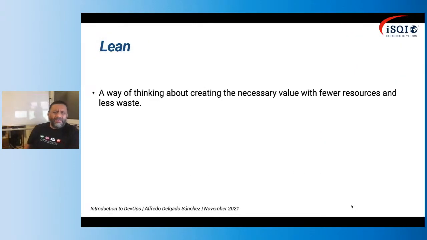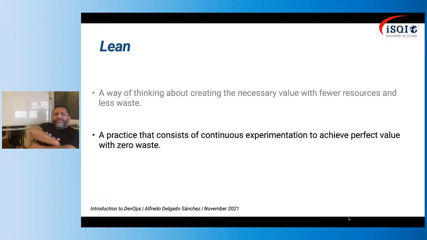What is Lean? Lean is a management framework that helps us to produce something with fewer resources and less waste. Lean also has as its main idea continuous experimentation to achieve perfect value. This is something we already saw for DevOps culture. It is something similar. Therefore, the author says that DevOps is based on Lean.